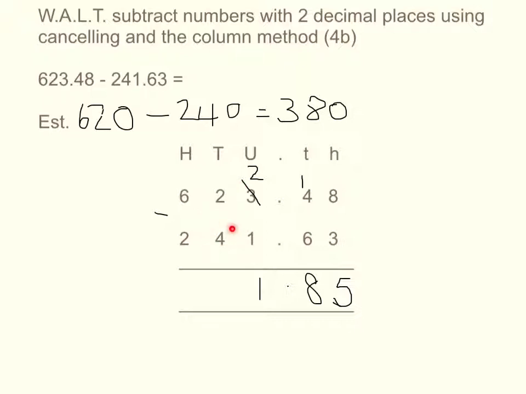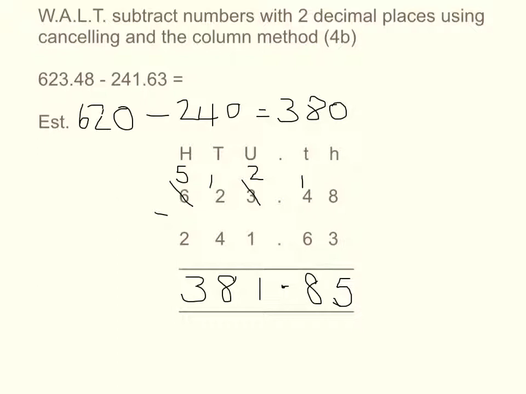Again, this is impossible without going into a negative number, so I will borrow from my hundreds column. Instead of having 6 hundreds and 2 tens, I will have 5 hundreds and 12 tens. Returning to my calculation, I now have 12 tens, take away 4 tens, which leaves me with 8 tens, and 5 hundreds, take away 2 hundreds, which leaves me with 3 hundreds.